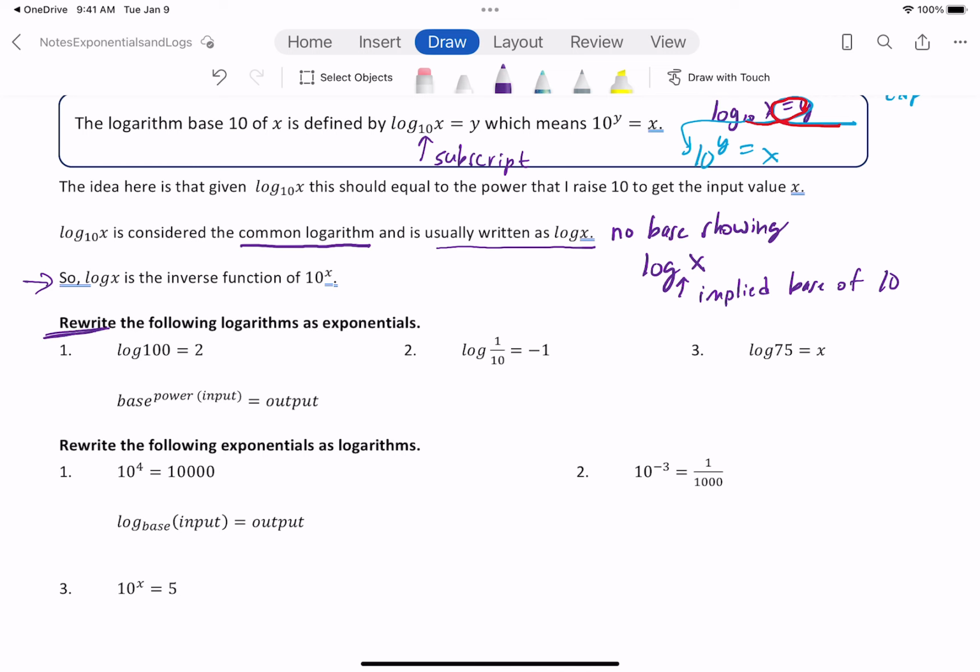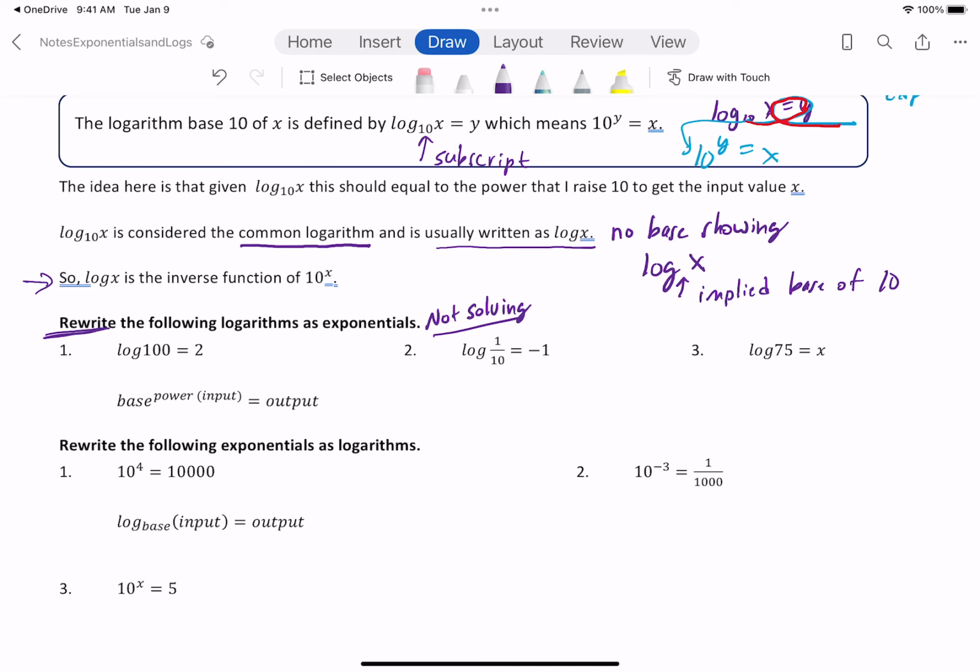You notice this says rewrite the following logarithms as exponentials. So we're not solving anything here. We are just going back and forth between the two forms. You remember I told you that we're going to need to be able to go back and forth between the logarithm form of an expression and the exponential form of an expression. So that's what this part is about. All we're doing is rewriting it the other way.